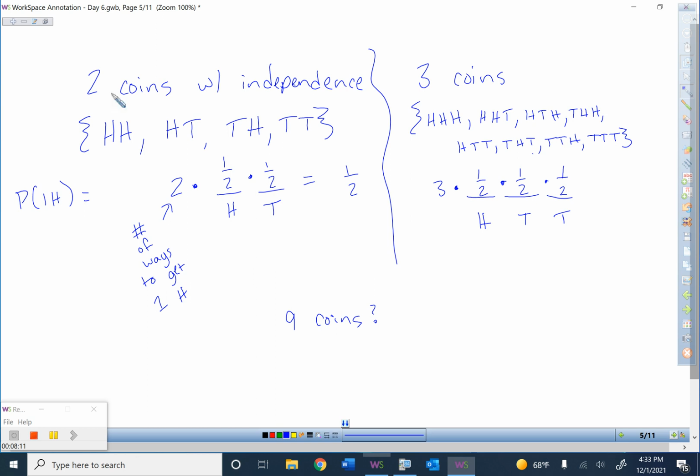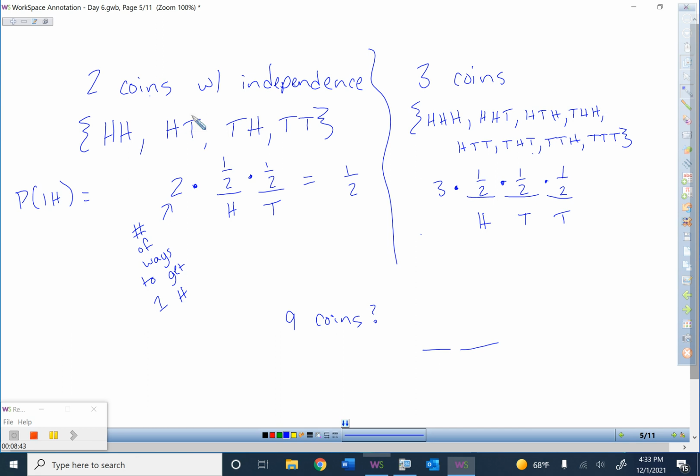Okay, when we're talking about flipping 2 coins, we've got the first coin and the second coin. And when we're talking about the first coin and the second coin, there's 2 for the first, 2 for the second. That's why 2 squared gives us the 4 total outcomes that work here. We could also use that for probability.